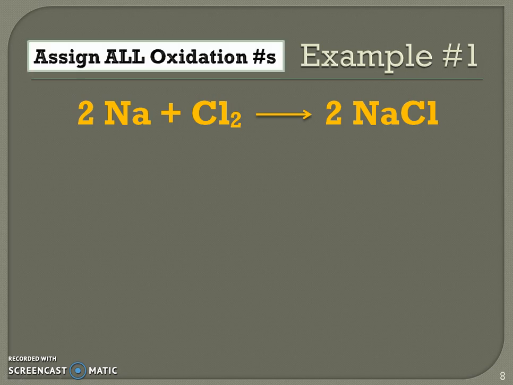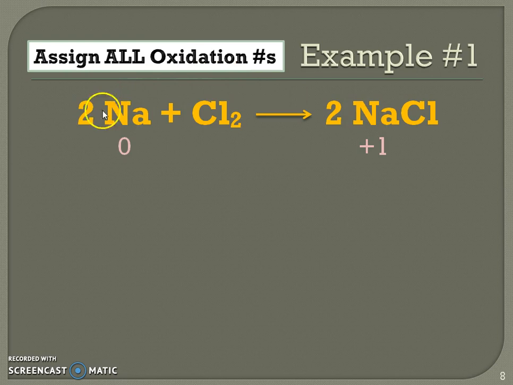So the very first thing, assign all oxidation numbers. Why do we need to do that? Well, in this case, there are only two elements. So is sodium being oxidized or sodium being reduced? And the same thing with chlorine. So let's assign all those oxidation numbers. You should be able to do that now from the previous videos.